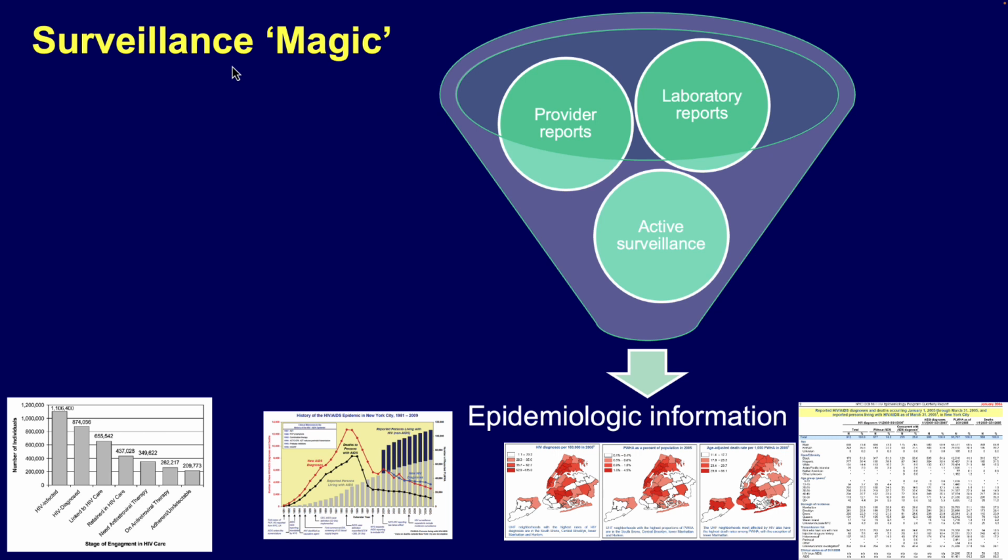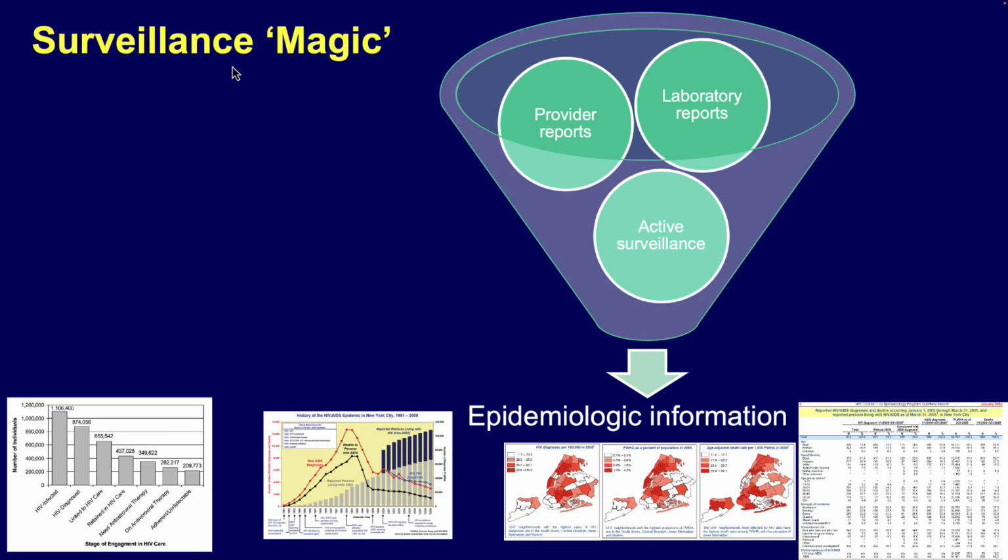So you could say that there's a lot of information that gets received by surveillance and a lot of magic happens, and out the other end comes epidemiologic information ready for dissemination and interpretation. But since we're in a surveillance course, you'll get to see behind the curtain a little bit, and so you can see how a lot of this magic actually happens.